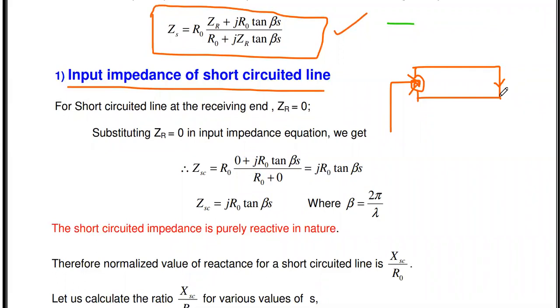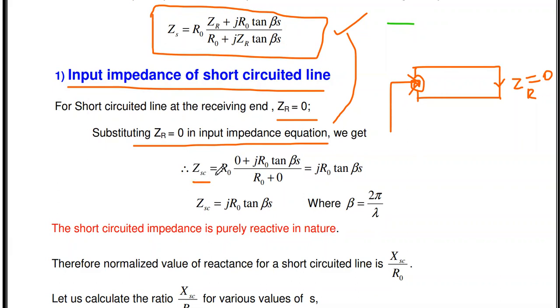In a short circuited line, the impedance measured at the short becomes 0. So for a short circuited line, ZR equals 0. You simply substitute ZR equal to 0 in the input impedance formula of the dissipationless line, and that input impedance can be written as ZSC, since it is the short circuited condition.